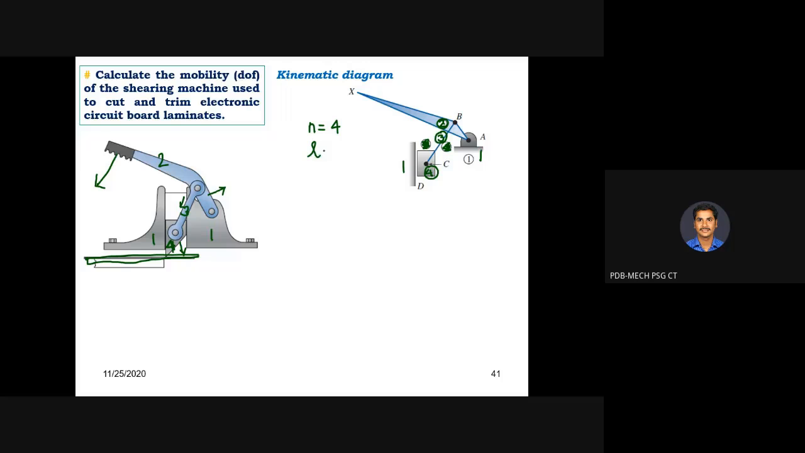How many lower pairs are there? How many higher pairs are there? 5, sir. 5 lower pairs. What are they? What are the 5 lower pairs?